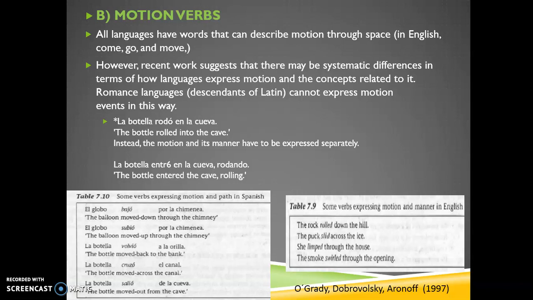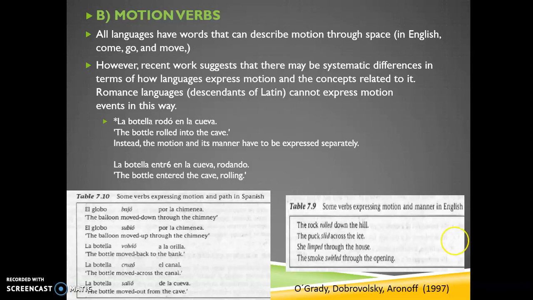Languages have words that can describe motion through space. In English, come, go, and move. Okay. However, we will suggest that there might be systematic differences in terms of how language expresses motion and the concepts which are related to it. So Romance languages, descendants of Latin, cannot express motion events in this way. La botella rodó en la cueva. So the bottle rolled into the cave. Instead, the motion and its manner have to be expressed separately. Like, la botella entró en la cueva rodando. The bottle entered the cave rolling.